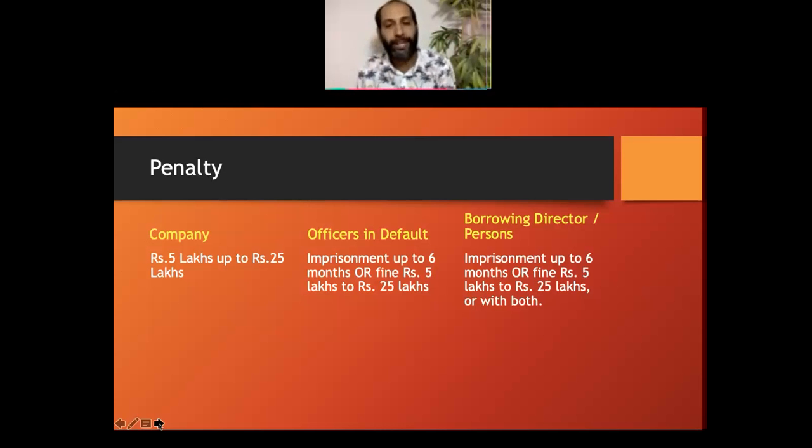And the third category is very interesting: for the borrowing director or the persons who have borrowed without following the process of section 185. The crux of this penalty is that it is not only for the lending company, but also applicable to the borrowing entity or borrowing director, that is imprisonment up to 6 months or fine from 5 lakhs to 25 lakhs, or both. This is the beauty of the penalty, because it is charged to the defaulting lender company, the officers in default of the lender company, and the borrower director or borrower person who violates section 185 by borrowing this LSG.